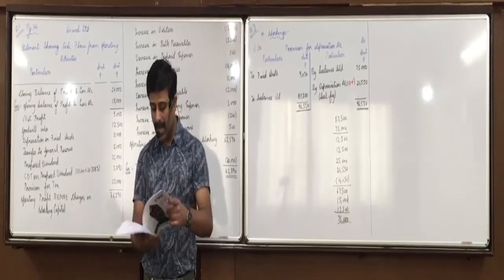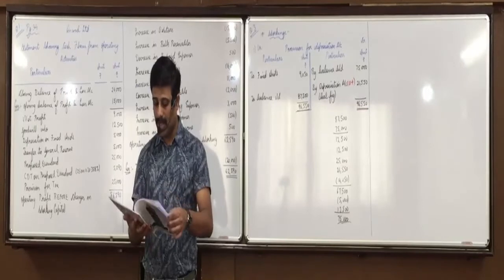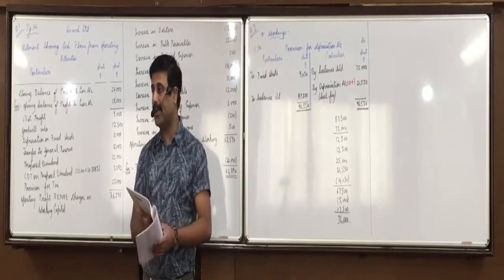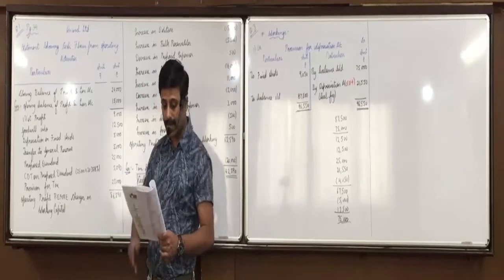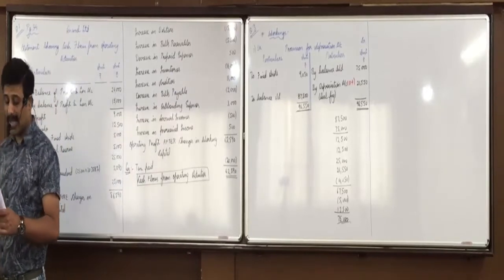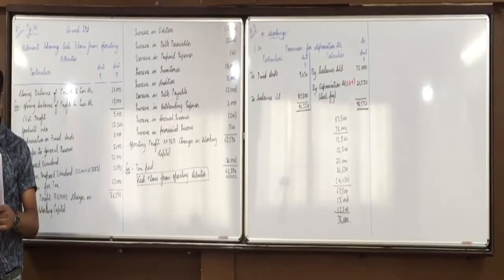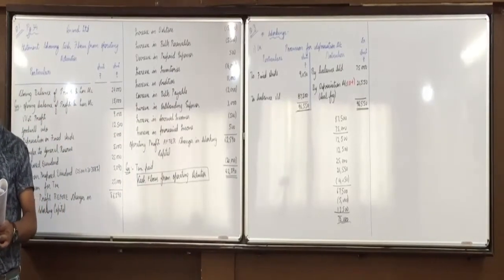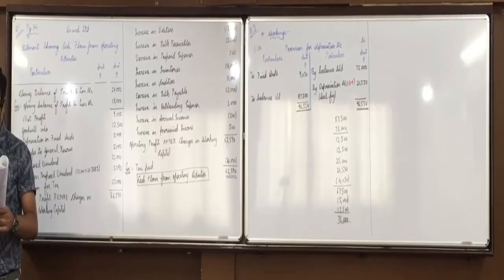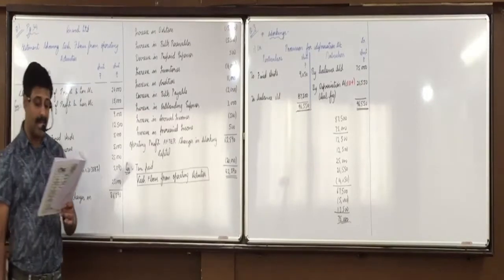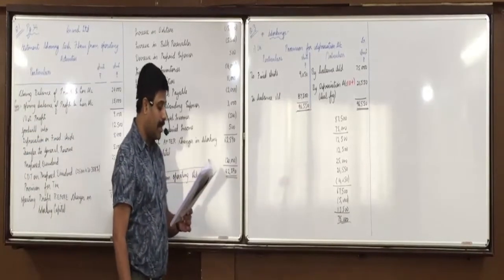Any doubt with this? And one more. Question 16A, page 39, is your homework. It's a small one, look at it. Calculate cash flows from operating activities. In exams they do ask this individually also, like they ask cash flows from operating, and next one they ask investing and financing. Calculate cash flows from operating activities from the following details of Girdhar Limited.